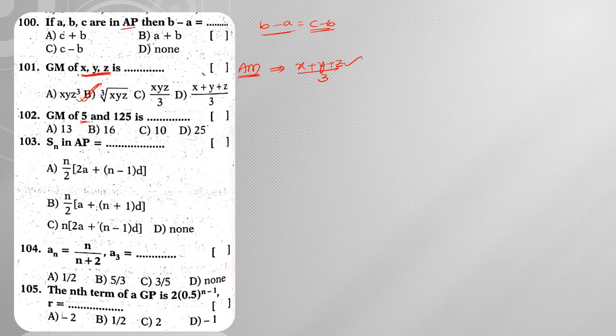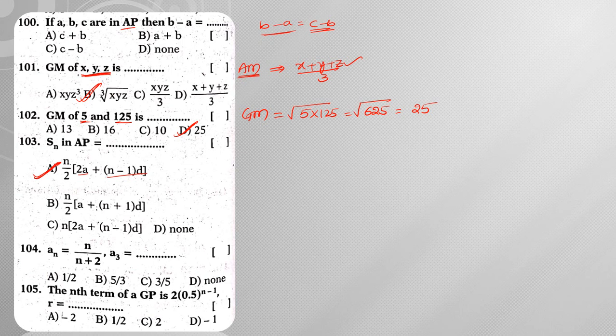Next, GM of 5 and 125. So 5 into 125 is 625, the square root of 625 is 25, hence the answer is 25. Next, Sn in AP. The sum of n terms of an AP is given by n by 2 into (2a plus (n minus 1) into d), hence option A will be my answer.